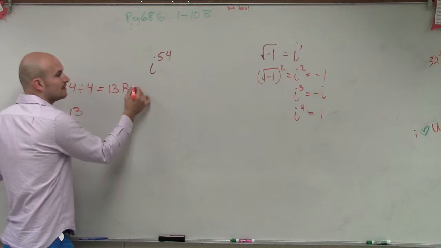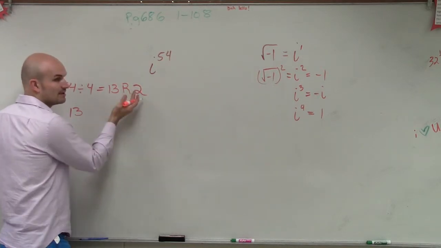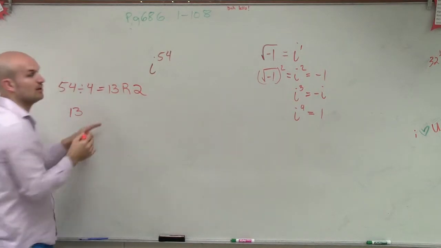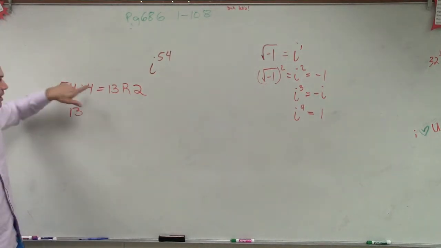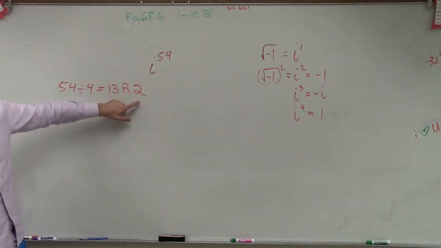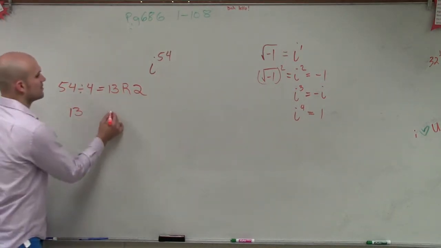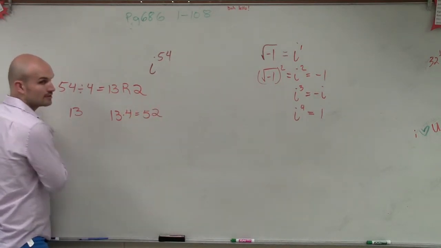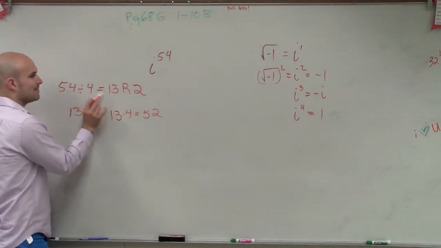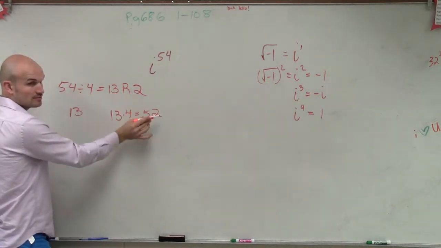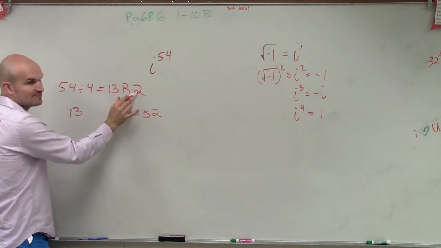So why do you put the remainder? Do you understand that 4 divides into 54 13 even times, and there's a remainder of 2, because 13 times 4 equals 52? We're trying to see how many times 4 goes into 54. So there's a remainder of 2, but 4 doesn't evenly divide into 2.